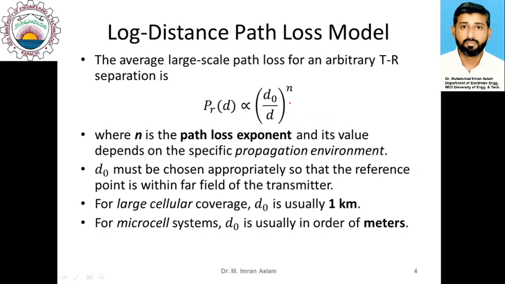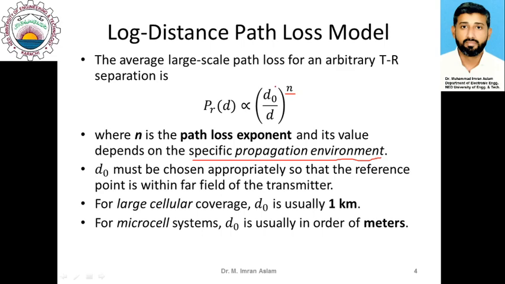Generally, the path loss index n depends on the specific type of propagation environment. For example, for free space, we have discussed that this path loss index is 2, but when we go for other components of the wave, like the ground reflection model, in that case the path loss index gets increased, and we take the path loss index n is equal to 4 when we discuss the ground reflection model.